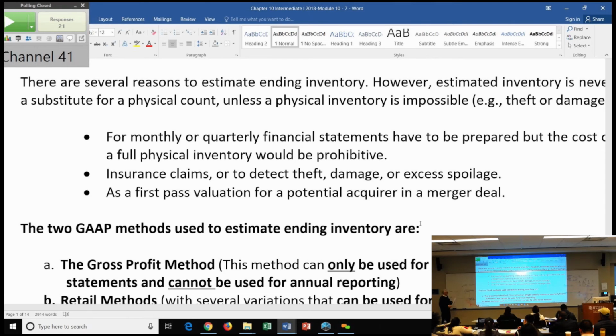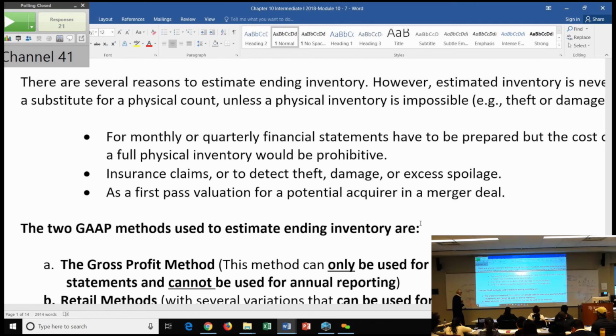And also a first pass valuation. When I was going to college, I worked at a retailer, Sears, and we used to use estimating inventory every week. We would come up with an estimate. And we would check stock, and that would determine if there's any theft or any damage or any spoilage of products. That could be determined by looking at the estimate versus what we had in stock. So it is done sometimes as part of internal controls for companies.